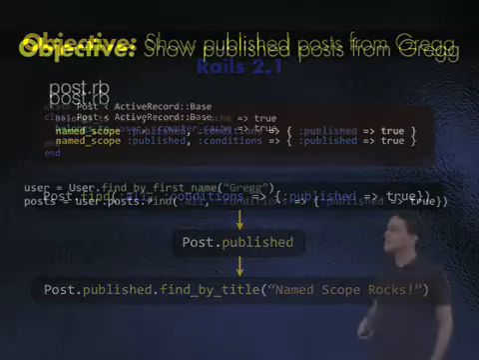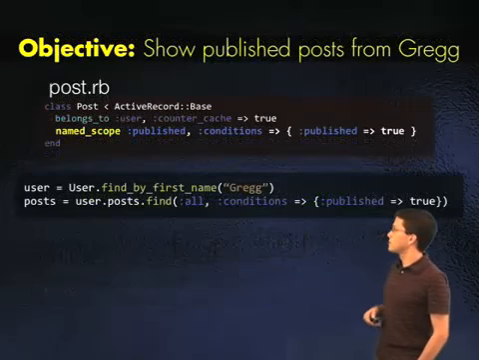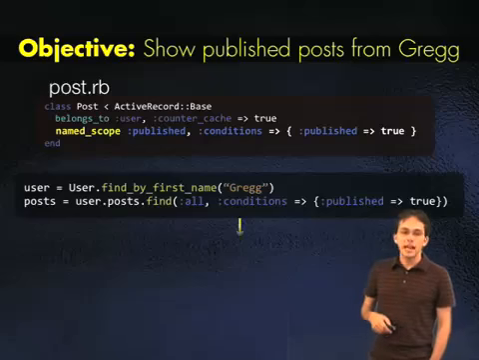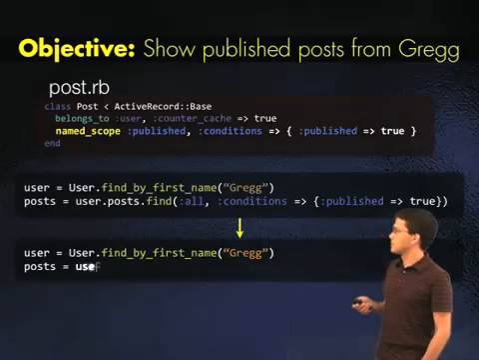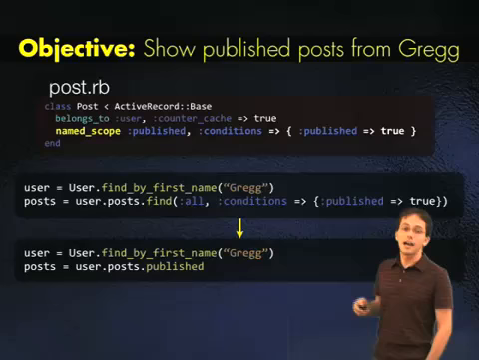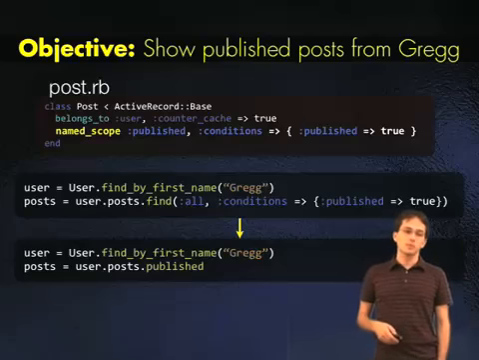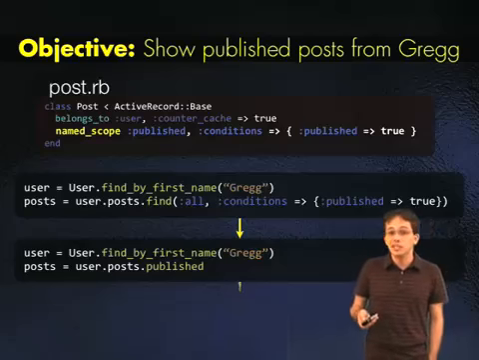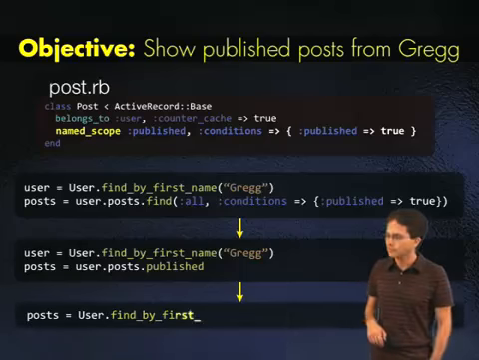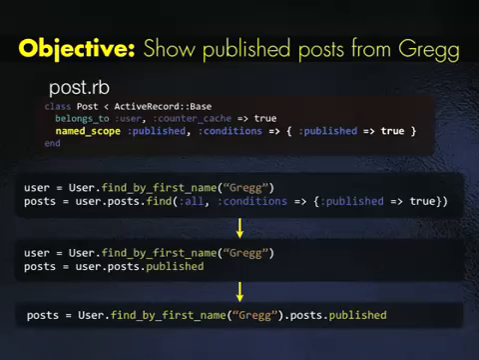So if we go back to our original problem where we want to find all the published posts from Greg, we can now just get the user and do user.posts.published. And it's much more readable. I could also do this in one line if I wanted to. See here. Pretty neat.